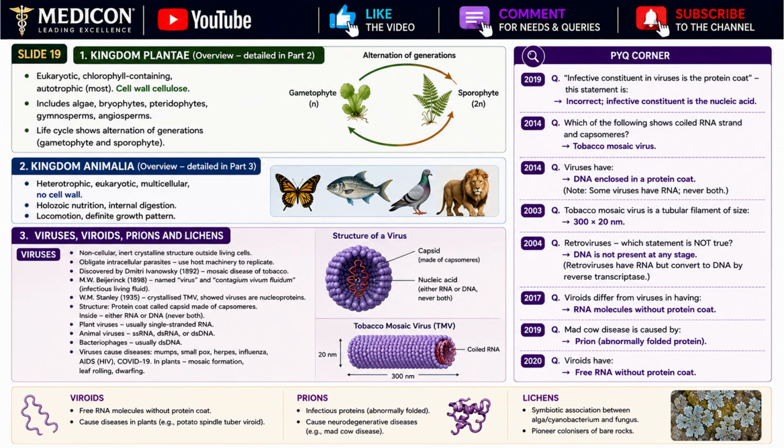When it comes to viruses, viroids, prions and lichens, viruses are non-cellular, inert crystalline structures outside the living cells. They are obligate intracellular parasites that use host machinery to replicate. Discovered by Dmitry Ivanovsky in the mosaic disease of tobacco, M.W. Beijerinck named it virus and Contagium vivum fluidum, infectious living fluid. W.M. Stanley crystallized the TMV and showed viruses are nucleoproteins. The structure is a protein coat called capsid, made up of capsomeres, and inside there is either RNA or DNA, never both.